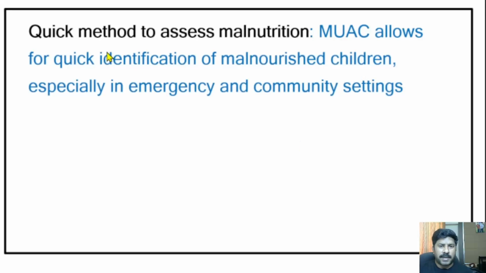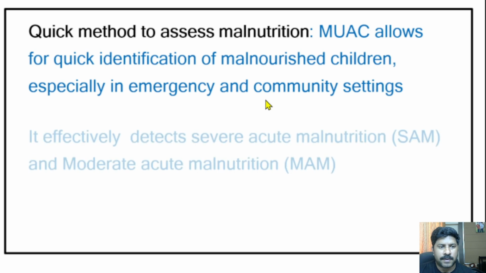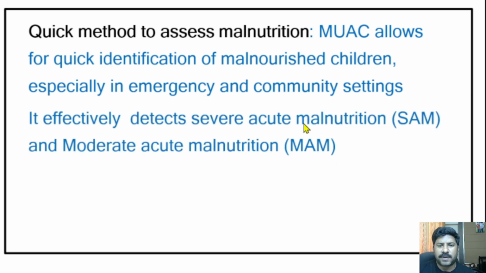Quick MUAC is a quick method to assess malnutrition. MUAC allows for quick identification of malnourished children, especially in emergency and community settings. So anybody can easily use this tape. It effectively detects severe acute malnutrition or SAM. So another question may ask, what is the full form of SAM? That is severe acute malnutrition. Another short form is moderate acute malnutrition, that is MAM. So we can find it out, SAM or MAM.